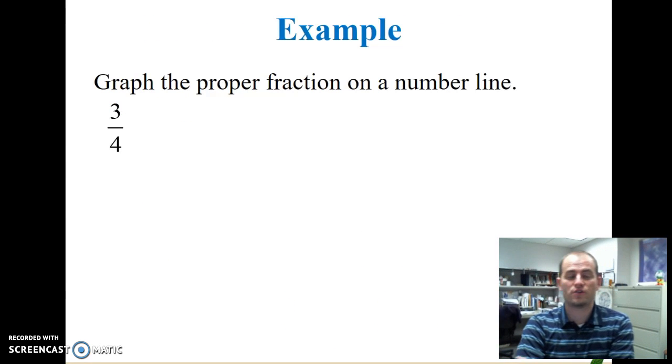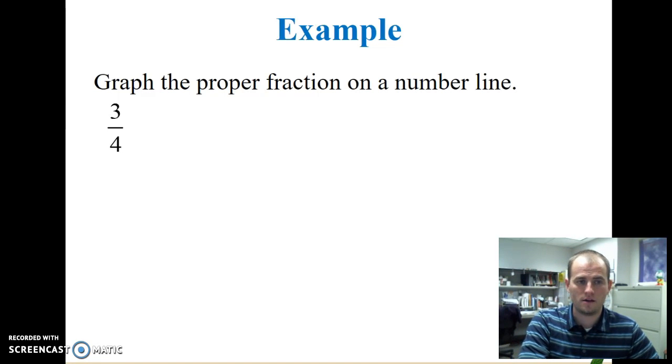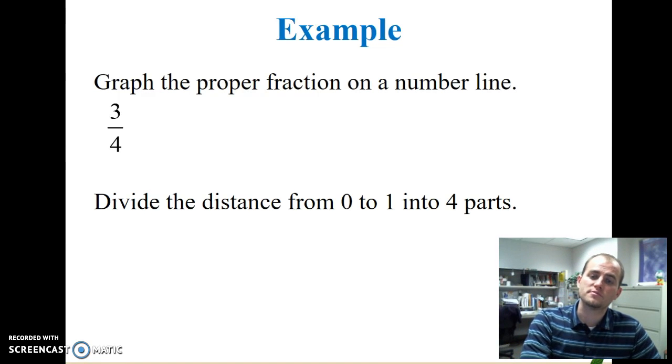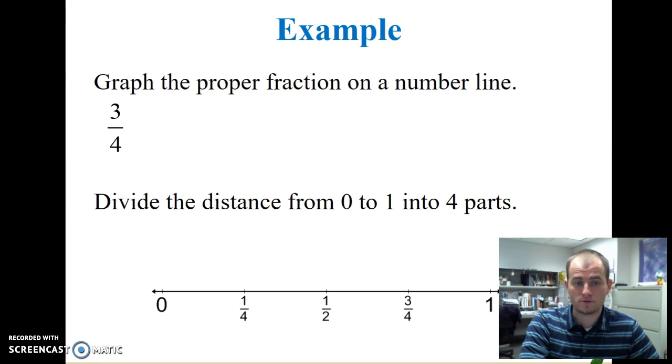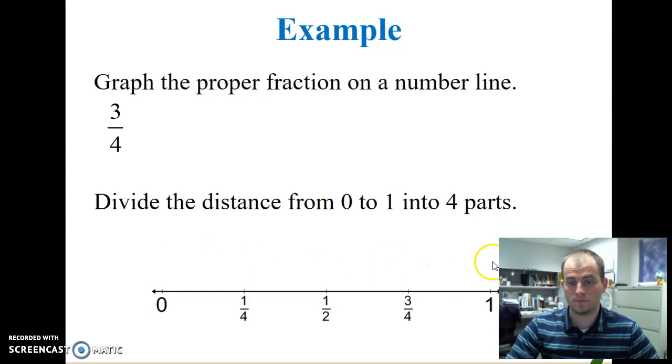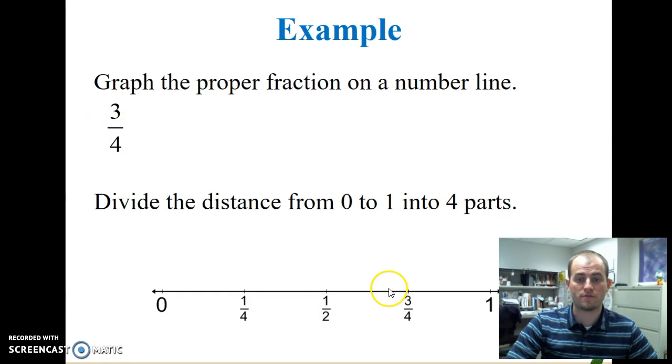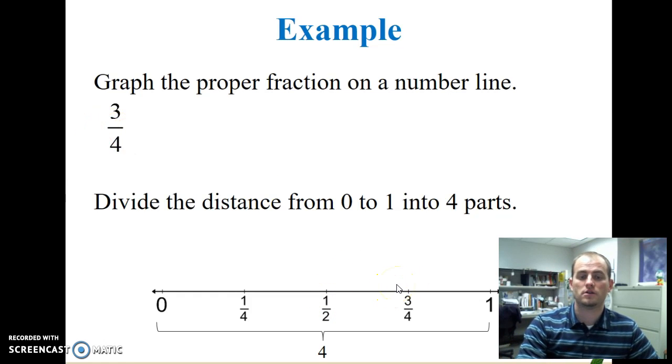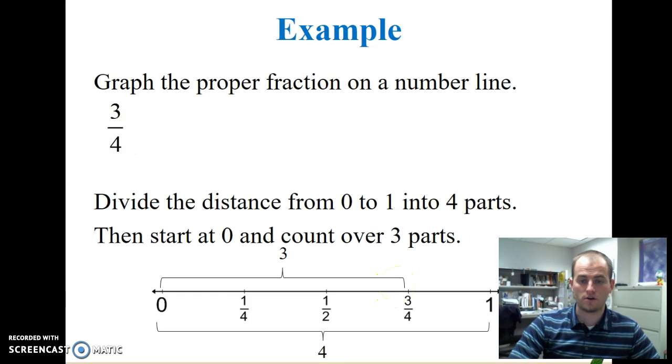Okay, so to graph 3/4 on a number line, you'd go between 0 and 1. We need to divide it into 4 equal parts, which means we put 3 lines in between 0 and 1, so we have 4 equal parts in between 0 and 1. So 1/4, this is 2/4, 3/4, and 4/4. Remember, 2/4 is the same thing as 1/2. So to graph 3/4, it would be right there.